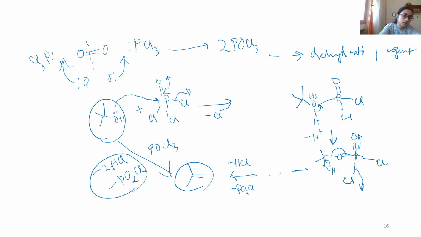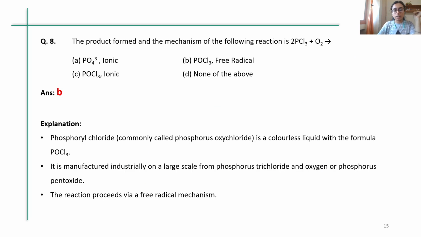So these two will again combine to give POCl3 plus H2O. This is the application of phosphorus oxychloride, to act as a dehydrating agent and to convert alcohol to alkene.